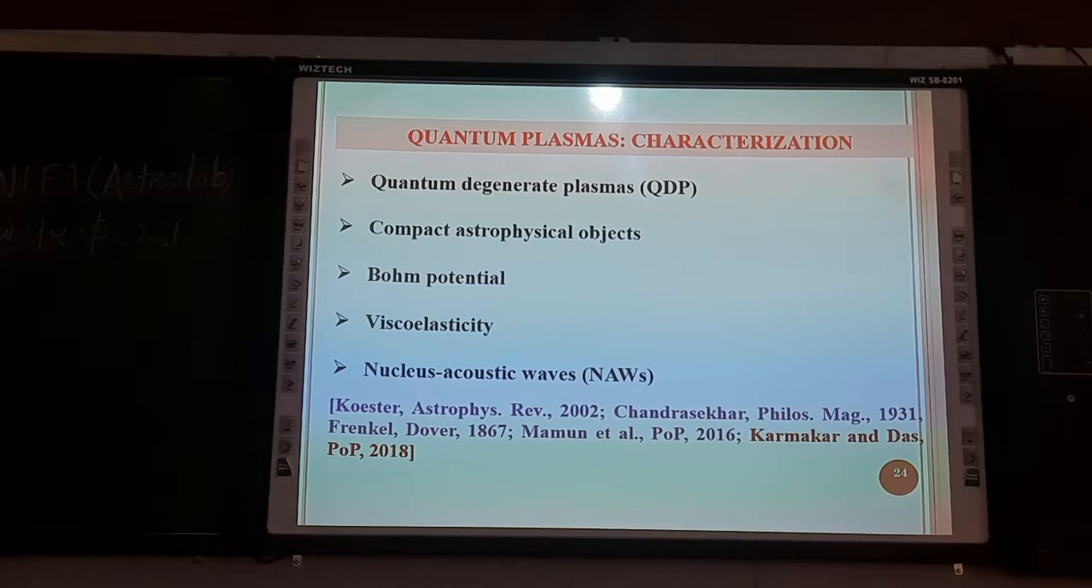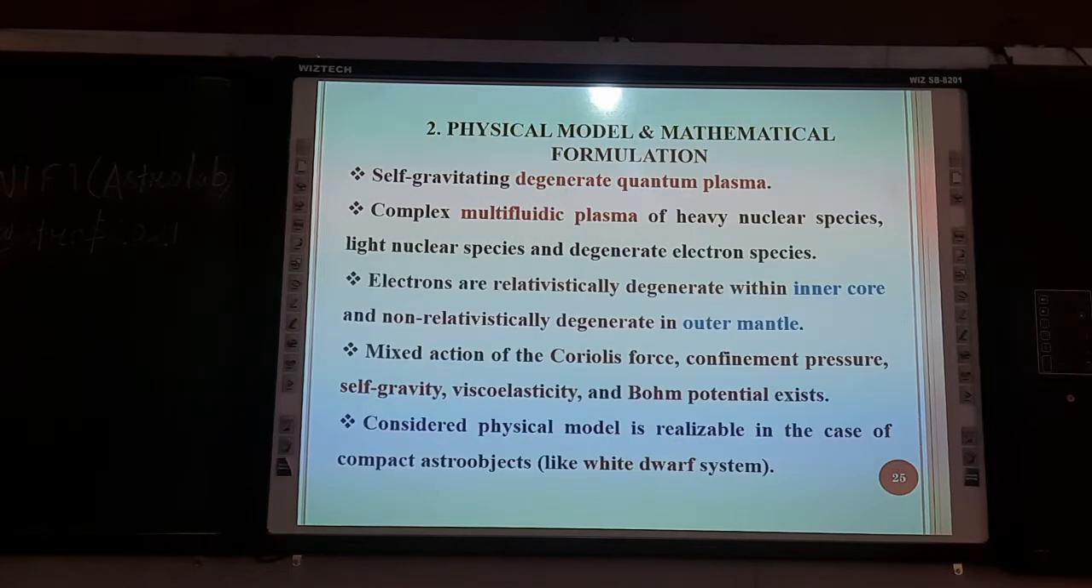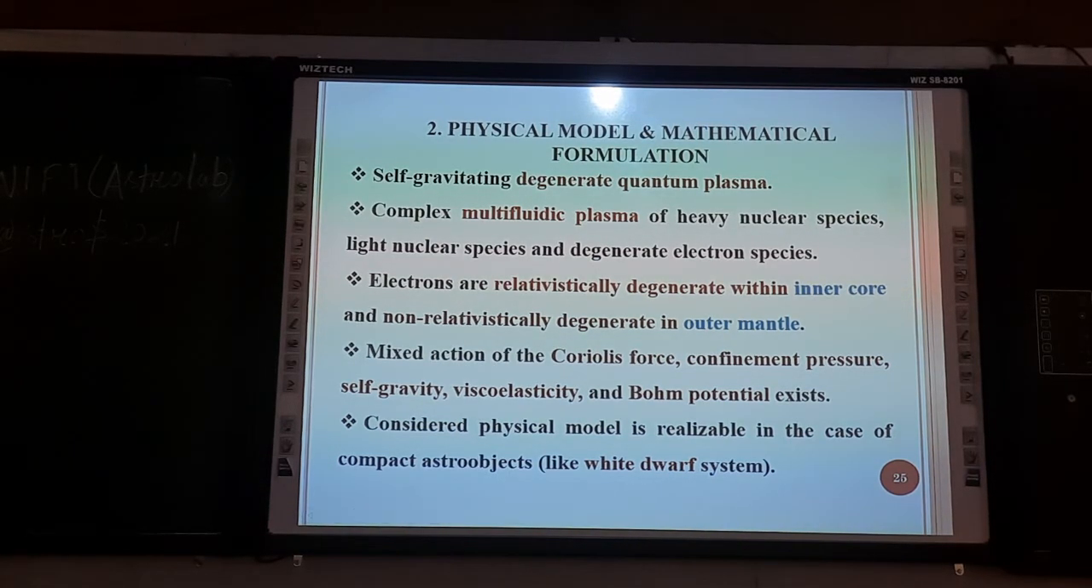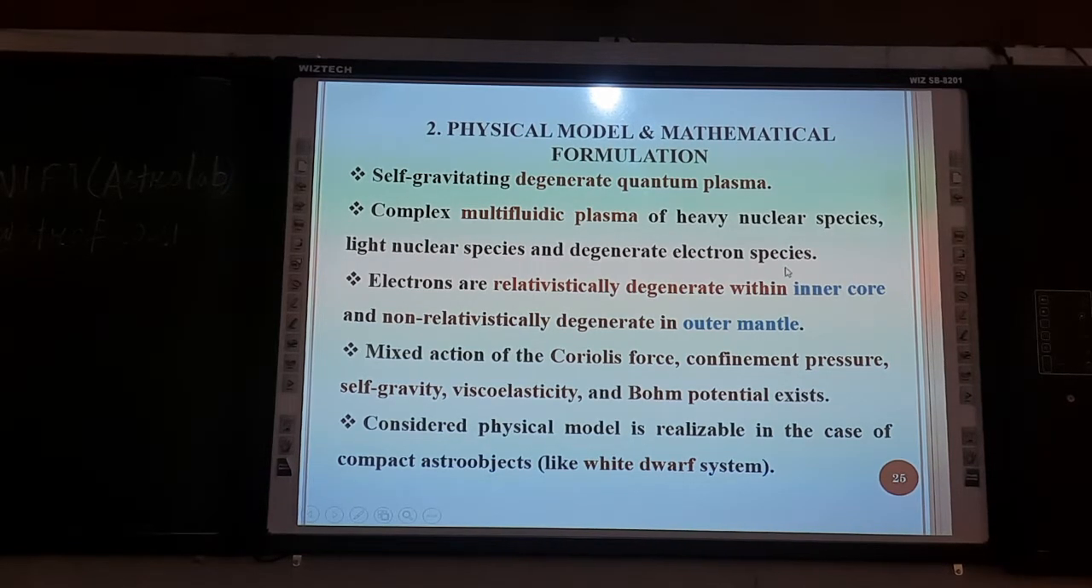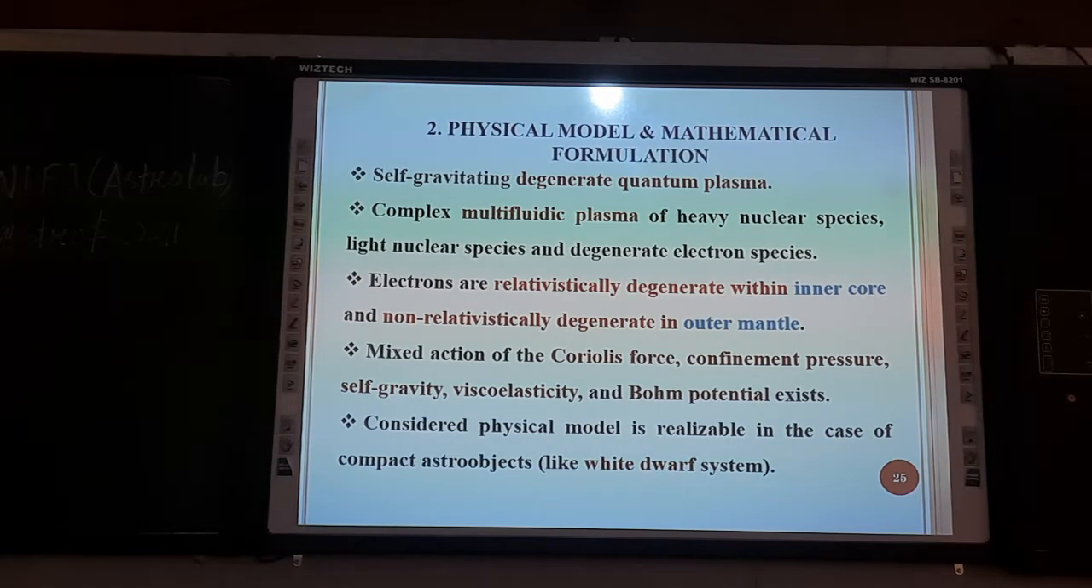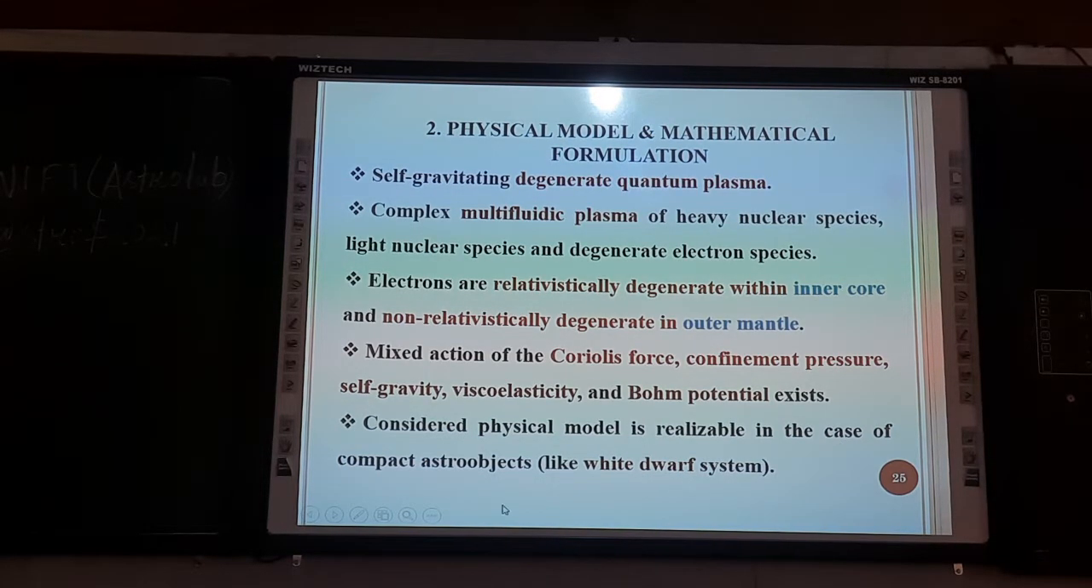Okay, so accordingly what we have considered is a plasma model under the quantum mechanical regime, and all these realistic factors have been considered, and our interest is particularly to see the fluctuations in the low frequency acoustic domain. So this is the physical model we have considered: a multi-fluidic plasma model consisting of heavy nuclear species, then lighter species, then again your degenerate electron species. Electrons are relativistically degenerate within the inner core, whereas they are non-relativistically degenerate in the outer mantle, and the mixed action of Coriolis force, confinement pressure, self gravity, viscoelasticity, and Bohm potential exist together. Okay, and the considered physical model is realizable in the case of compact astro objects, particularly the dwarf family.